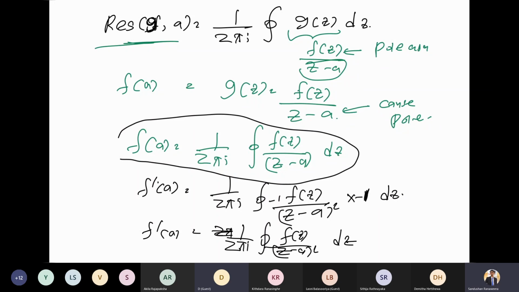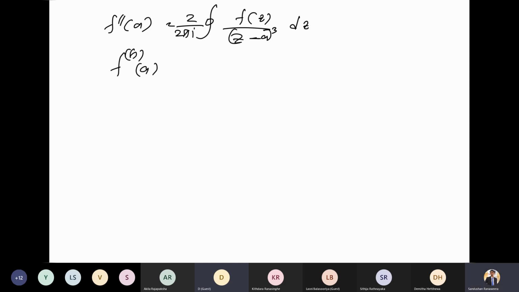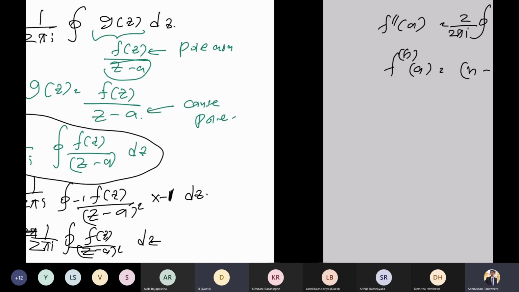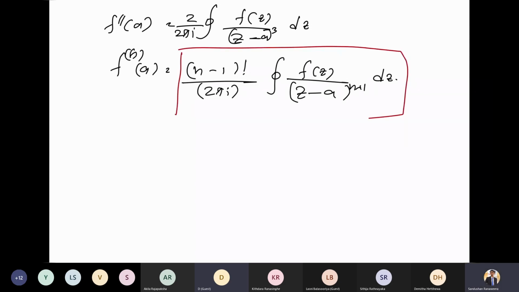Similarly, if you differentiate further, for f double dash of a you will get 2 times 1 over 2πi times the contour integral of f(z) over z minus a cubed, dz. Just do it by yourself. Also you can get the nth derivative of f at a. You can clearly see this: you get n minus 1 factorial divided by 2πi times the contour integral of f(z) over z minus a to the n plus 1, dz. That is how you get the derivative of this function.